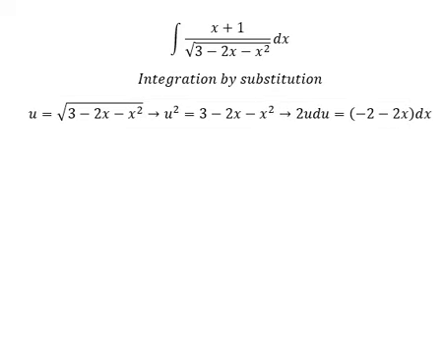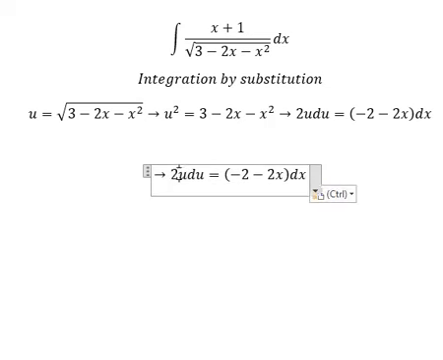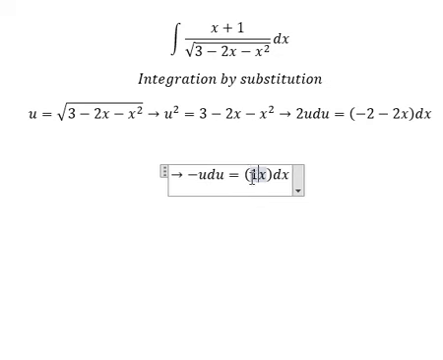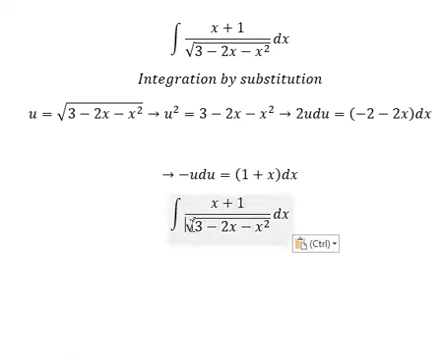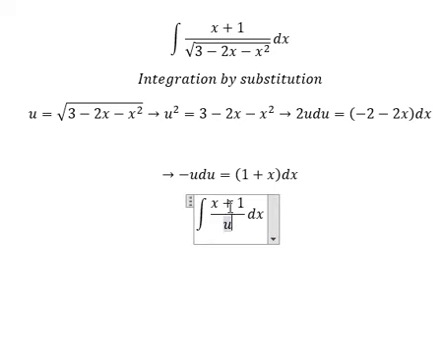Next, we divide both sides by negative 2. So the square root we change to u. x plus 1 dx we change to negative u du.